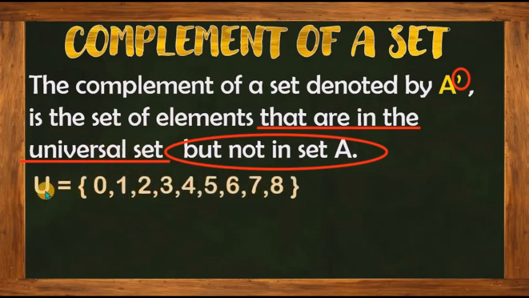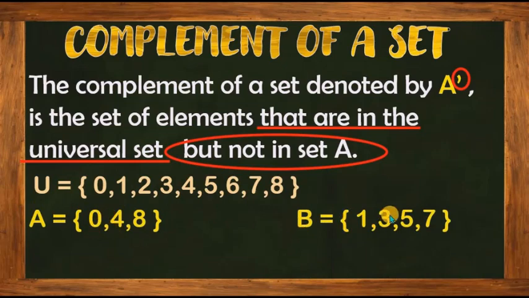If I have here the universal set, which are 0, 1, 2, 3, 4, 5, 6, 7, 8, and I have set A and set B. Once I get the complement of set A, I'm just going to copy the set name, which is A, and then write the apostrophe here. This is read as complement of set A. What I am going to do is look for the elements of set A in the universal set and then eliminate them. What will be left in the universal set will be the complement of set A.